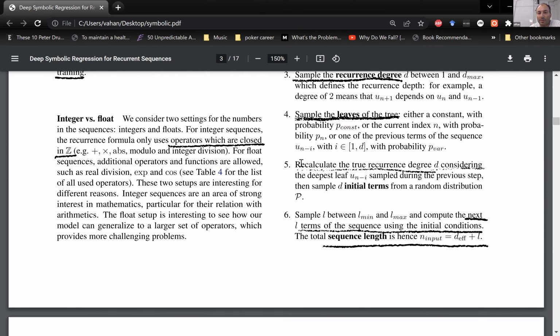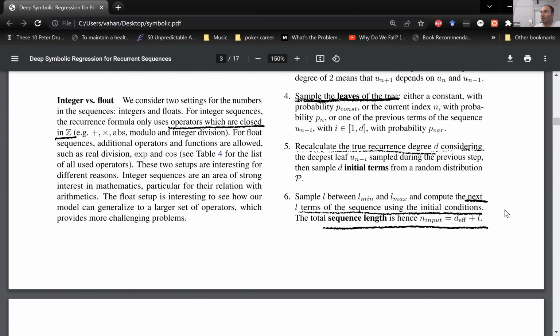And then the next step is to calculate the true recurrence degree. Random distribution. So we also need to sample the initial terms. But this is the degree. What does an initial term mean? I think it's the minimum number of terms to be able to calculate the next term. Because you need to see the sequence. If it's recurrent, you need to have some initial values. Well, it depends on the recurrence, the degree of the recurrence.